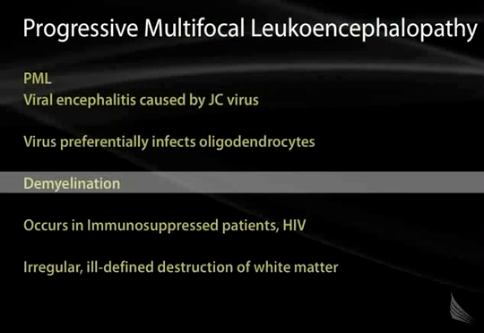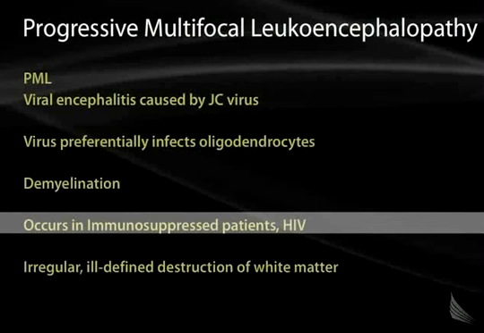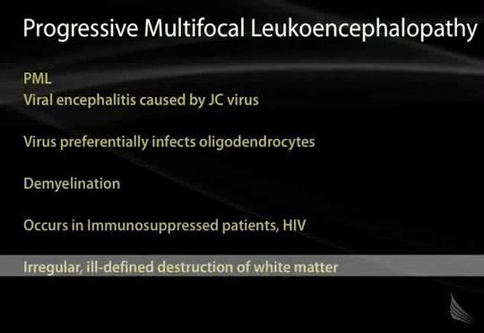JC virus is in all of us. However, in immunosuppressed and HIV patients, it is allowed to replicate and infect many oligodendrocytes. Therefore, they develop the disease. It's an irregular, ill-defined destruction of white matter and can lead to mental status changes, seizures, and even death.